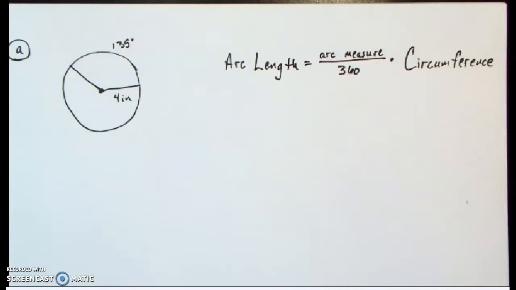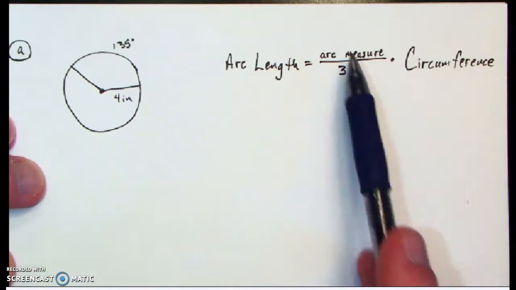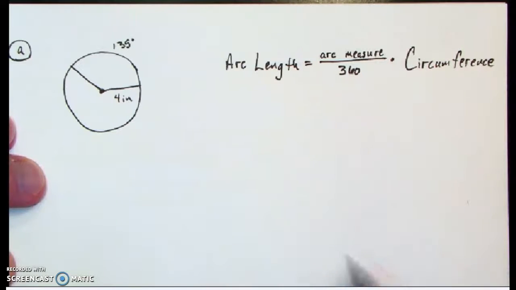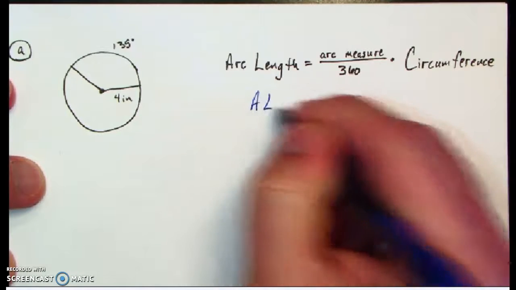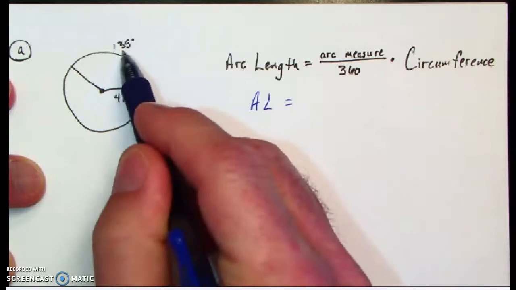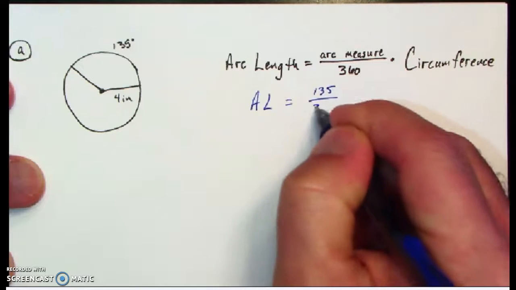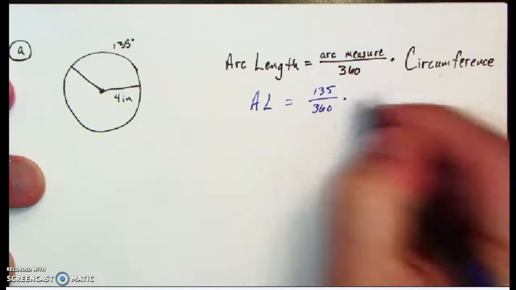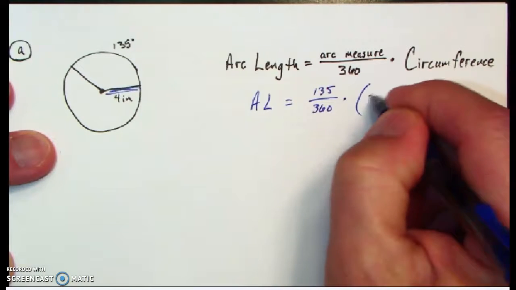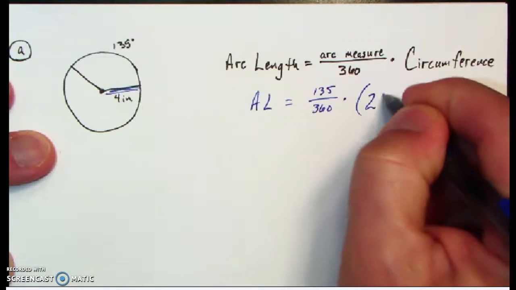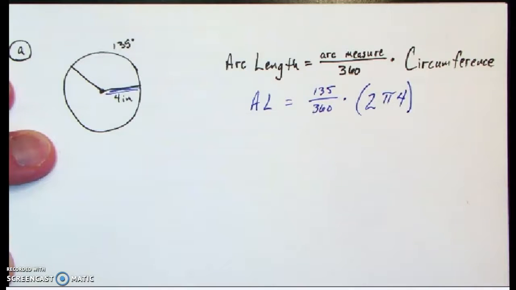In solving this, remember your arc length formula. We're going to take that fraction of the circle, arc measure over 360, times the circumference. So in this case, we are looking for this arc length. We're given the arc measure is 135 degrees, so that's out of 360. And then circumference, because we have the radius of 4, we're going to say 2 times pi times that radius of 4, is one of our formulas for finding circumference.